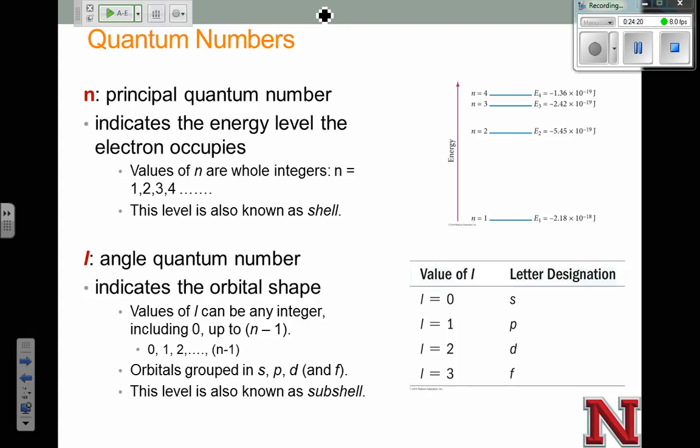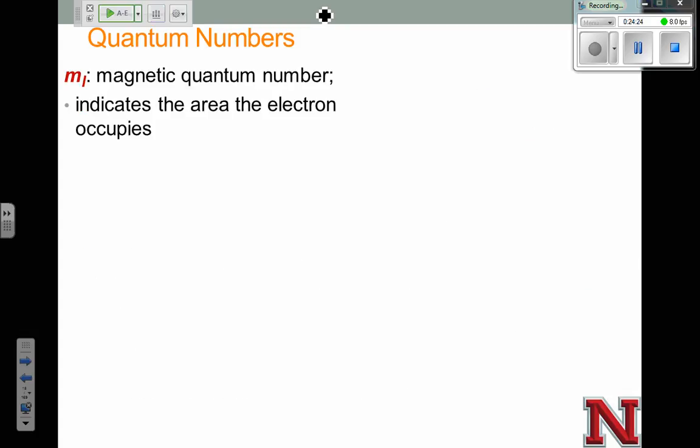So s and p. That's all we ever really are going to care about. But again, d is going to be important sometimes.